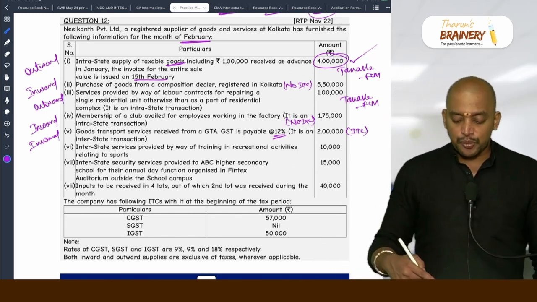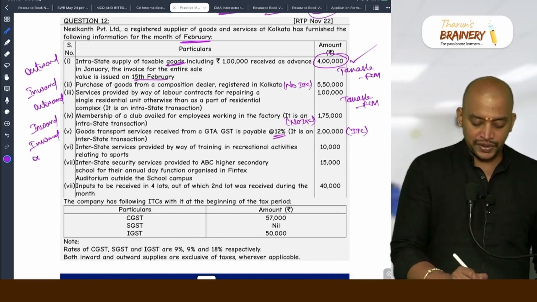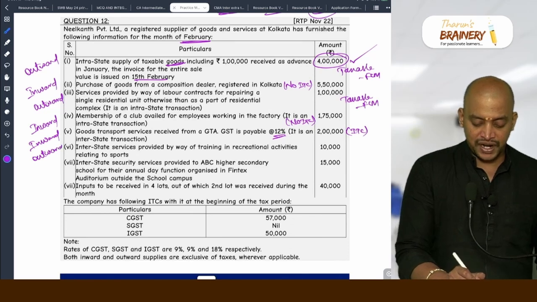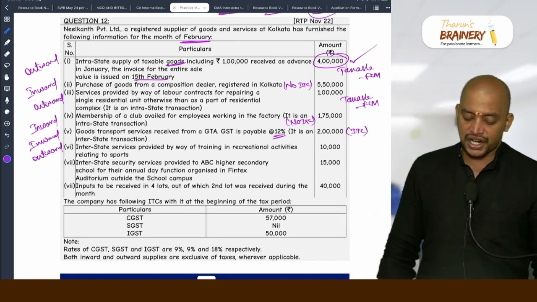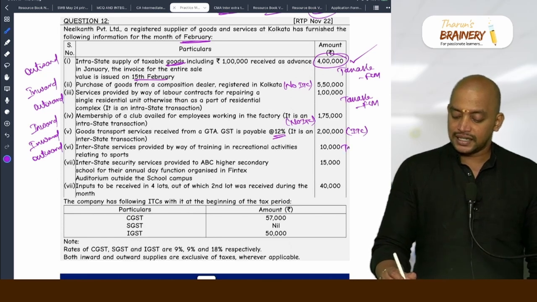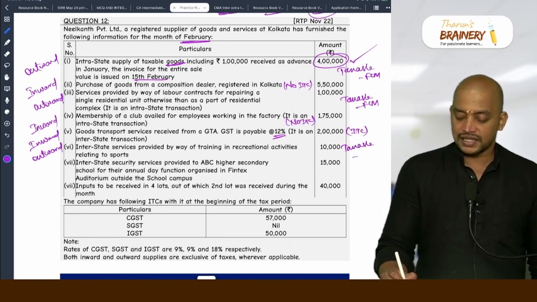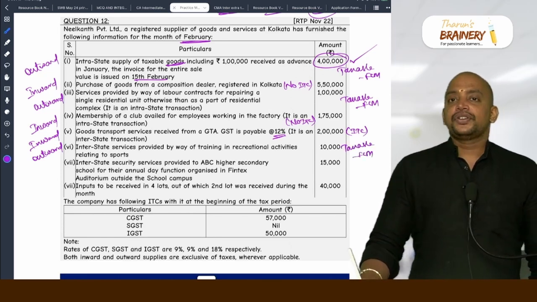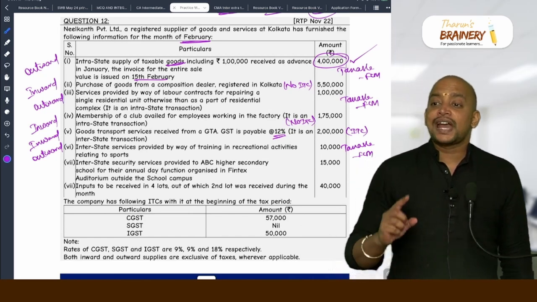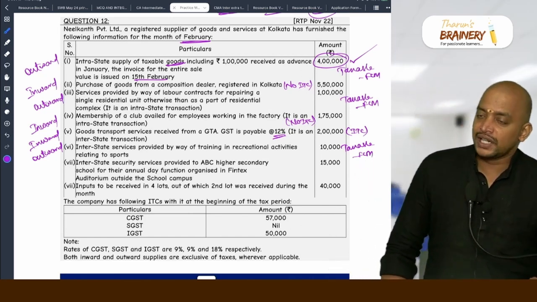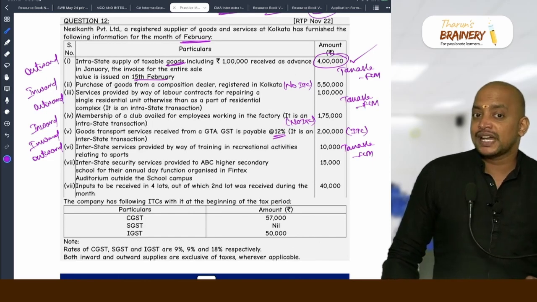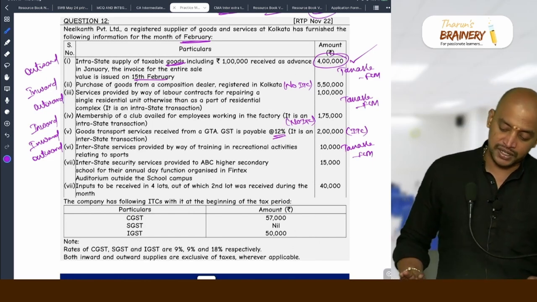Interstate services provided, outward. By way of training in recreational activities relating to sports, taxable. Tell me why it is taxable. Training in sports should be by a trust. Training in arts or culture should be by an individual. Then only it will be exempted.